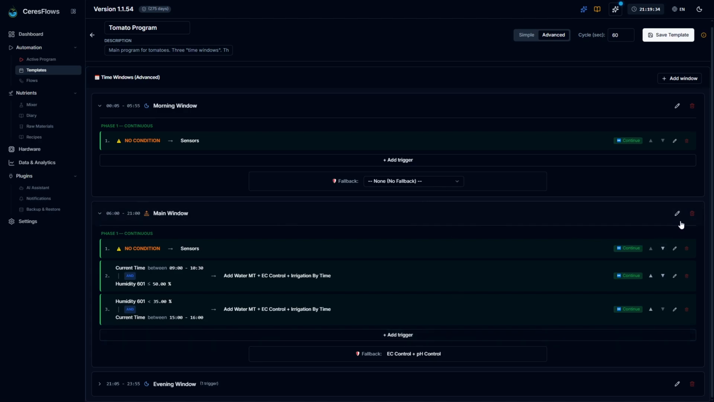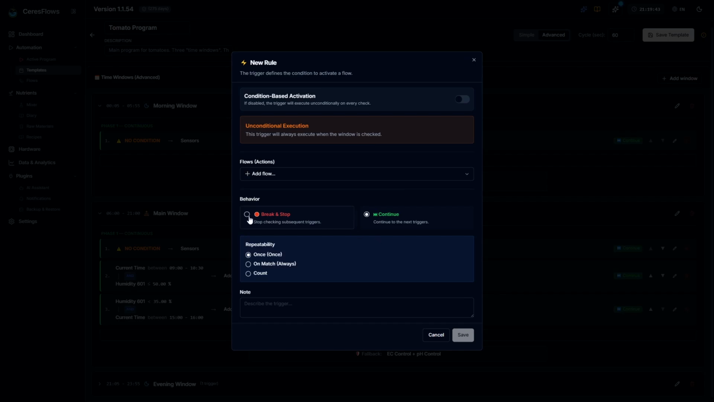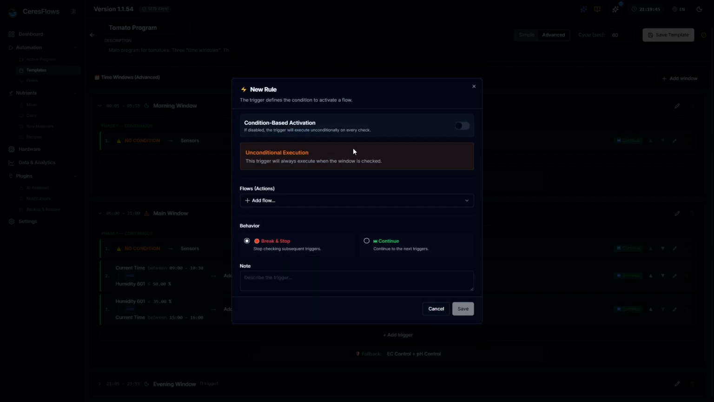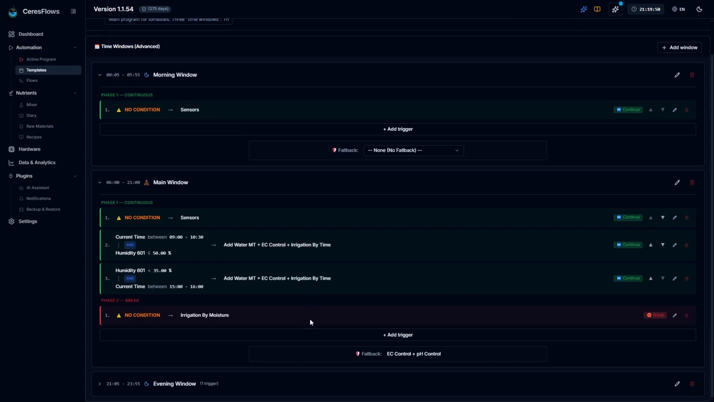Triggers come in two types. Continue triggers run their actions and let the window keep going, useful for periodic tasks like sensor logging. Break triggers represent the main event of the window. The moment one executes successfully, the window ends and the system moves to the next one, avoiding unnecessary repetition once the main goal is met.